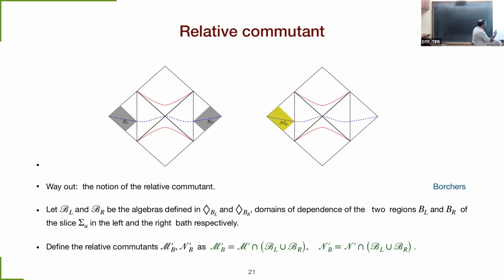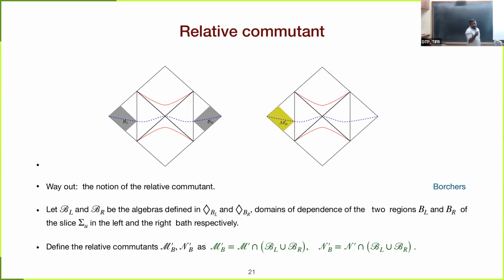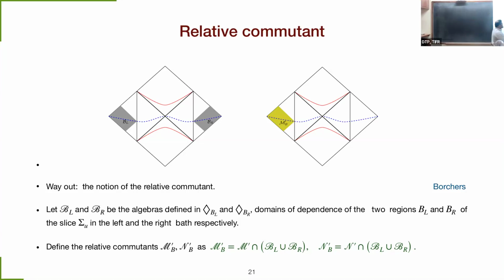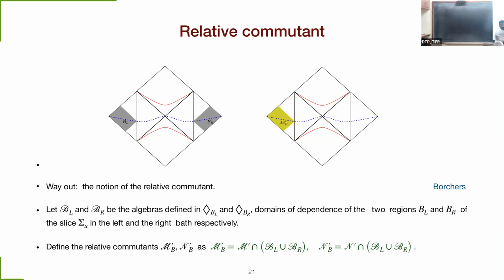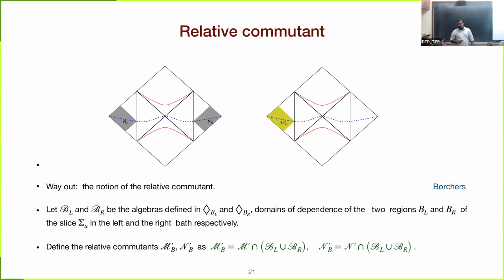So then you have the notion of relative commutant. You take your original commutant and find its intersection with the union of the left and right bath algebras. Okay, so that your relative commutant, instead of having this picture, will be of this form. So the relative commutant and the operator algebra both are in the bath space. So the relative commutant of B_L is B_R and of B_R is B_L, right? Yeah, exactly. So this way we can at least get an operator algebra and its commutant within the bath.